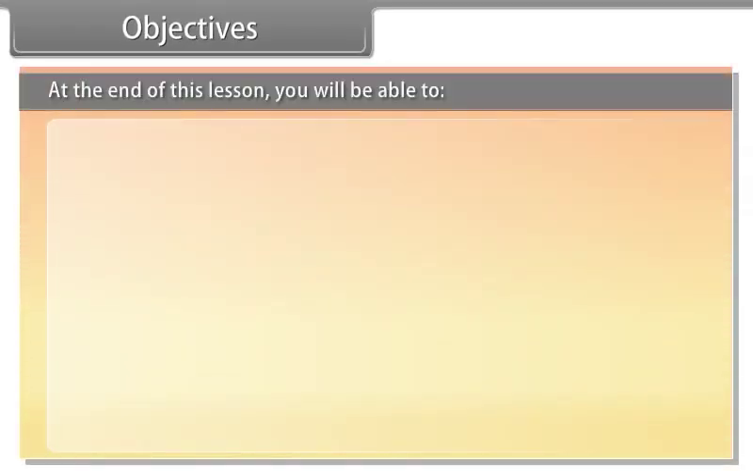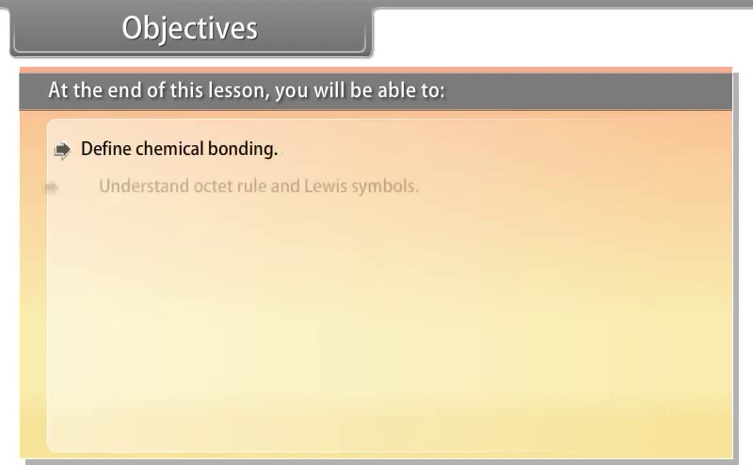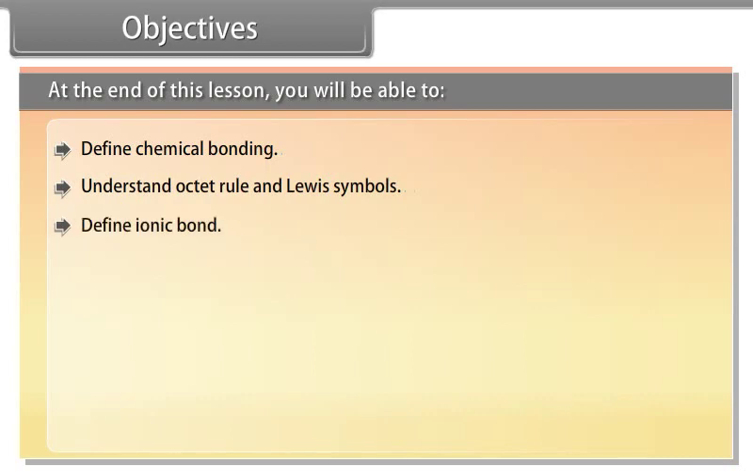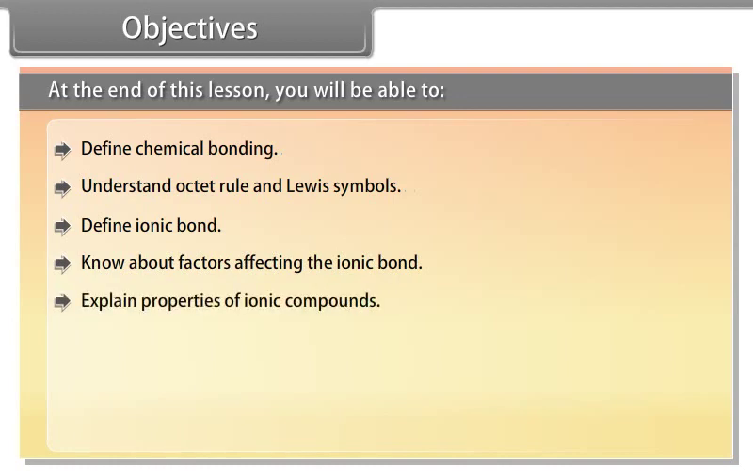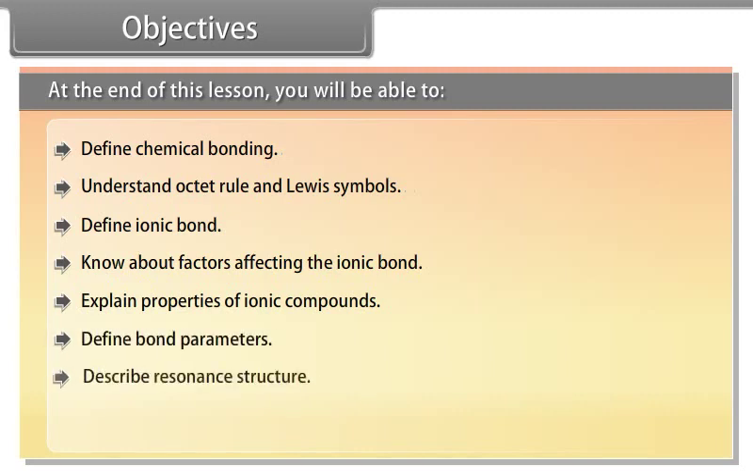Objectives. At the end of this lesson, you will be able to define chemical bonding, understand Octet Rule and Lewis symbols, define ionic bond, know about the factors affecting the ionic bond, explain properties of ionic compounds, define bond parameters, describe resonance structure, know about polarity of bonds.